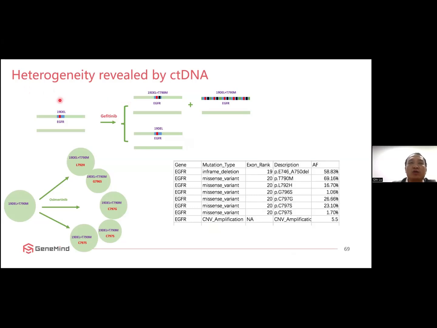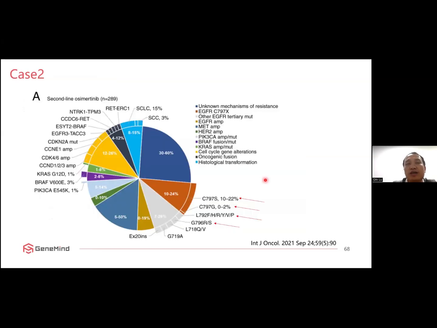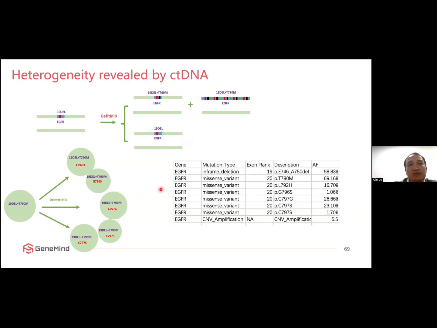we have drawn the heterogeneity or evolution tree. He had 19 del, and then he received gefitinib, and he got T790M, giving resistance to gefitinib. Then he received osimertinib, and he had 19 del and T790M, or 19 del and T790M plus G796S. We noticed that all these mutations are not located on the same cell, as they are not in cis. You could see that they are not on the same reads, so they may be in different cancer cells. So we drew this. The cancer has very different evolution.